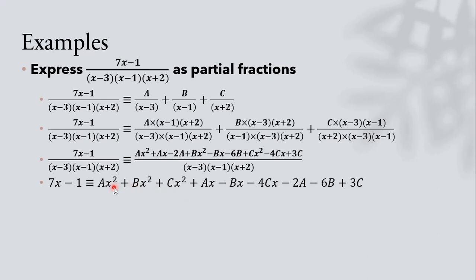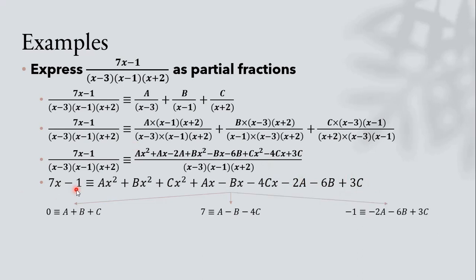So, all the x squareds on this side must add to give the x squared on this side. Well, the x squared term on this side is 0. So we're going to end up with 0 is the same as a plus b plus c. The sum of the x terms on this side must equal the x term on this side. So that is going to be 7 is the same as a minus b minus 4c. And the sum of the number terms on this side must add to give the number term on this side.